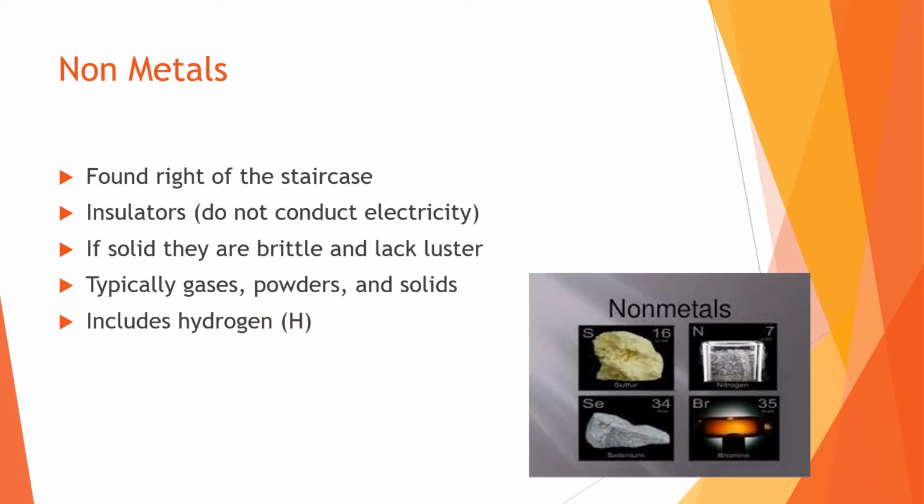Nonmetals are found to the right of the staircase. They are insulators, so they're not good at conducting electricity. If they're solid, they're brittle, so they're non-malleable. They don't have the ability to bend. They lack luster, so they tend to be dull. And they're typically gases, powders, and solids. And the nonmetals include hydrogen. Okay, so all the nonmetals are on the right of the staircase, with the exception of hydrogen.